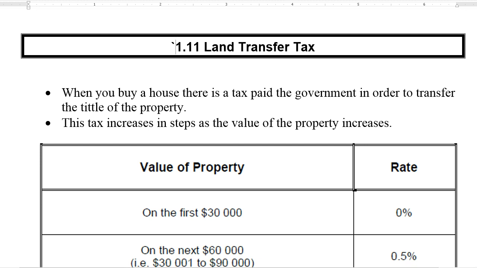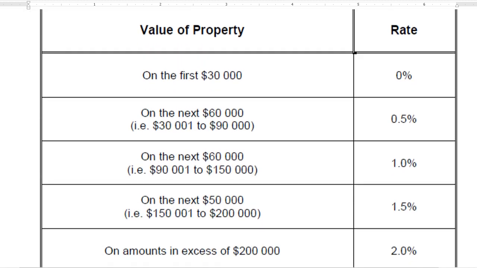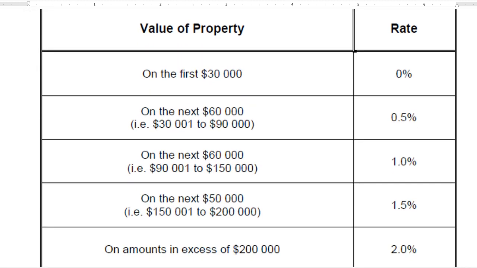So we will be given the following table. We've got the value of our property, and we've got our tax rate. On our first $30,000, there is no tax. Now, of course, $30,000 is a very small amount. We're usually talking about undeveloped property here. From $30,000 to $90,000, the next $60,000, we've got a 0.5%.